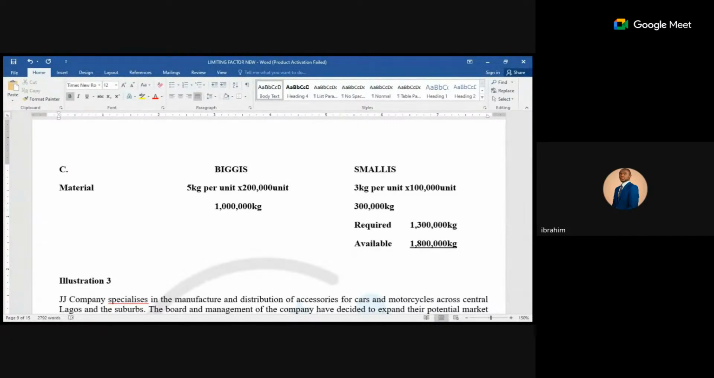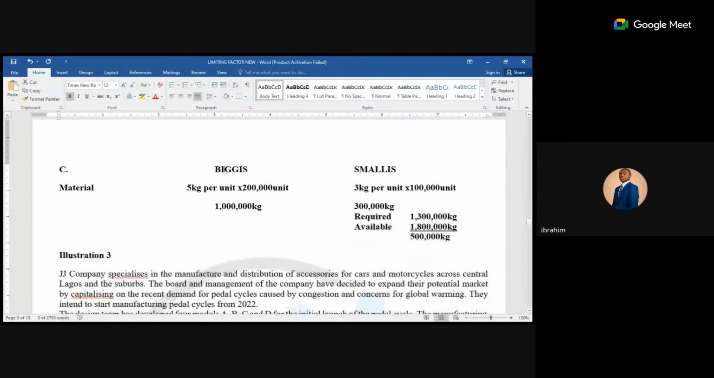So is there a limiting factor here? What is the difference? 500,000 kg. We have enough material. So no limiting factor. It is not a limiting factor because you still have enough resources to produce that particular product. So addition of this is what gave us this.